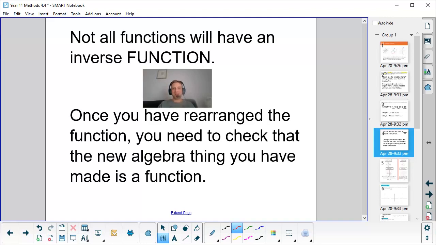We can make an opposite out of anything, but not all of those inverses or opposites that we make will actually be a function. So once we get to this algebra and once we rearrange our function, we've got to check that the new algebra thing we've made is a function. Okay, so we've got to check whether things are functions or not. And let's have a look at what defines a function and what doesn't.